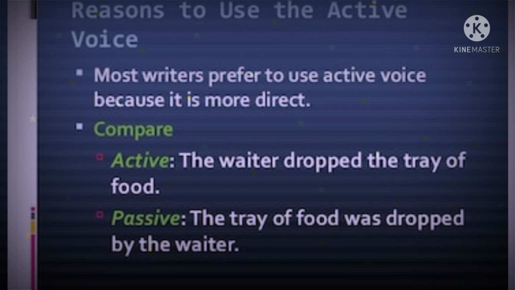The tray of food was dropped by the waiter. Okay, and you see, the presentation of passive voice is more indirect than the waiter dropped the tray of food. So, in order to be more clear, it's better to use active voice.